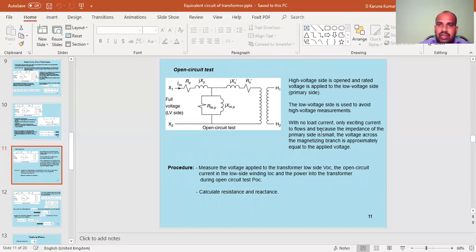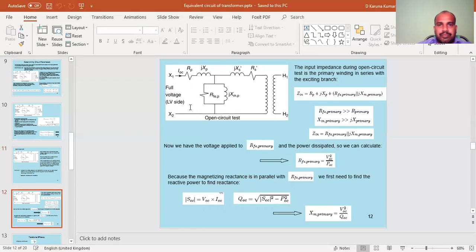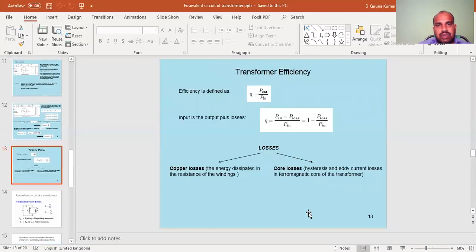There is only the no load current flowing, because the impedance of the primary side is small. The voltage across the magnetizing branch is approximately equal to the applied voltage. So finally you have to find out Z1, the input impedance, and the primary reactance value.